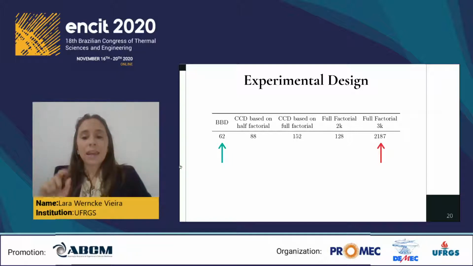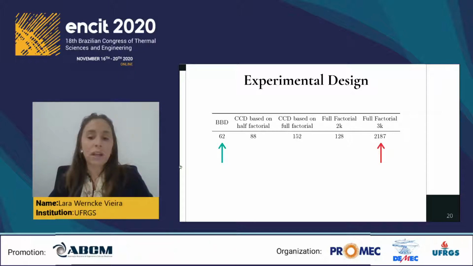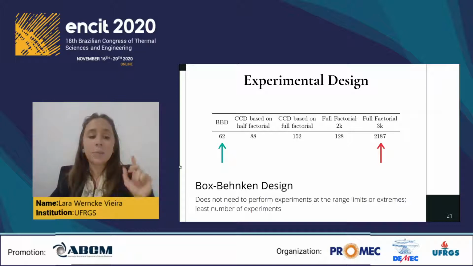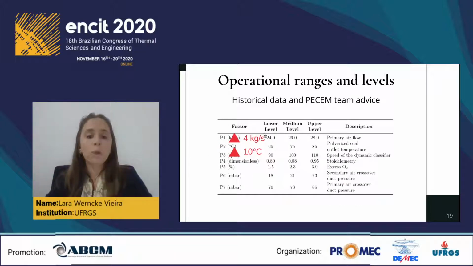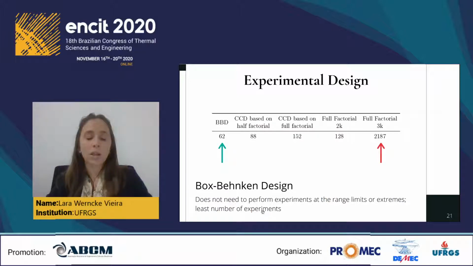So we have a lot of possible experimental designs, and here just to have an idea about the difference of each experimental design. If we decided to develop a full factorial design, we need to conduct more than 2,000 experiments, and this is a lot of time and money invested to conduct these experiments. So we need to look for other options, and one of these options is a Box-Behnken design. An important point here is that we have a smaller number of experiments. We just need 62 experiments to have our design, and with this kind of methodology, we don't need to perform experiments at the range limits or extremes of these parameters. So we'll never have all parameters in the lower level together or all parameters in the upper level together. This is not going to happen in a Box-Behnken design.